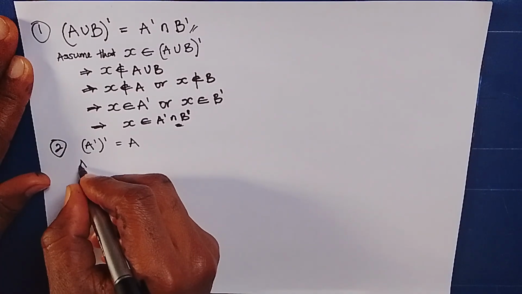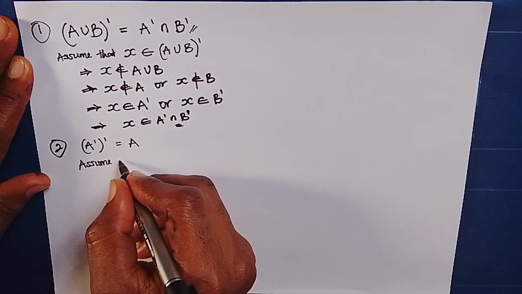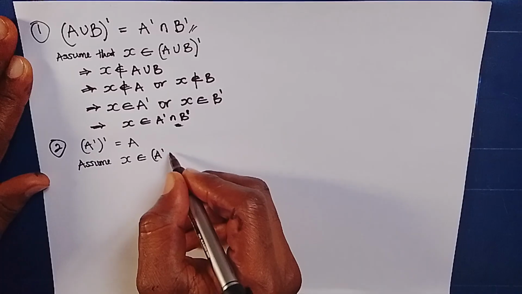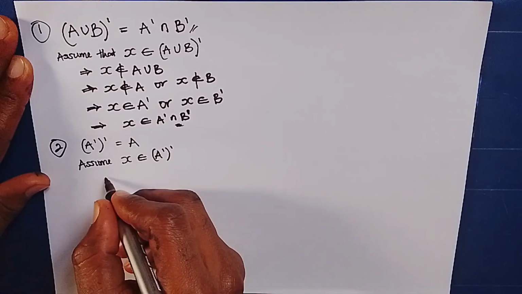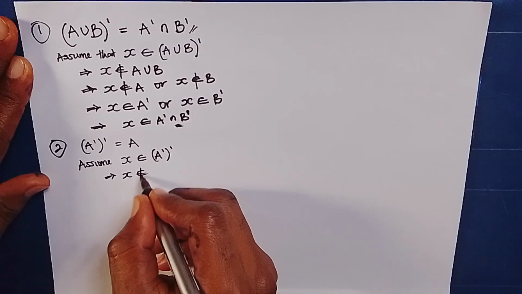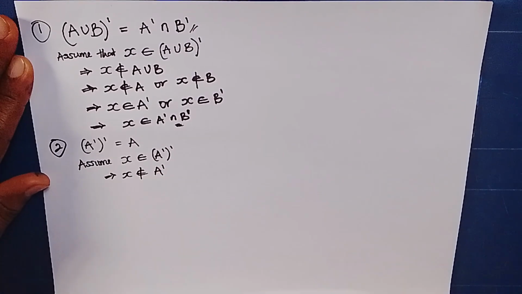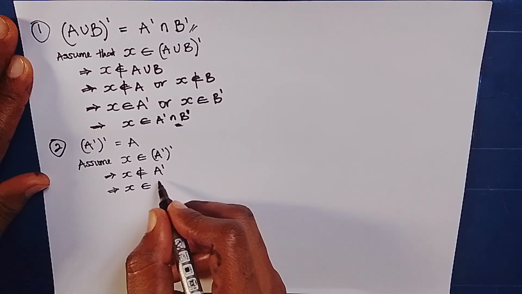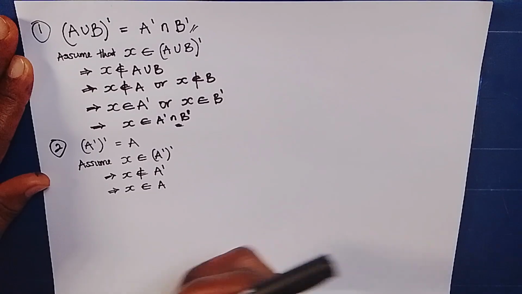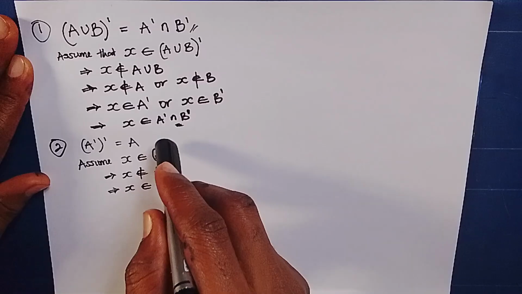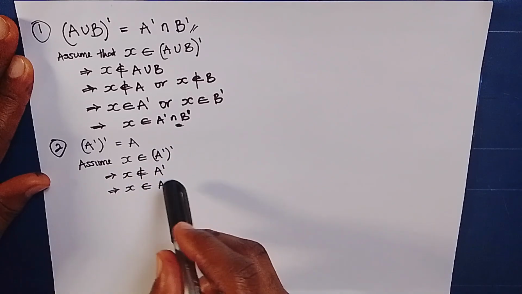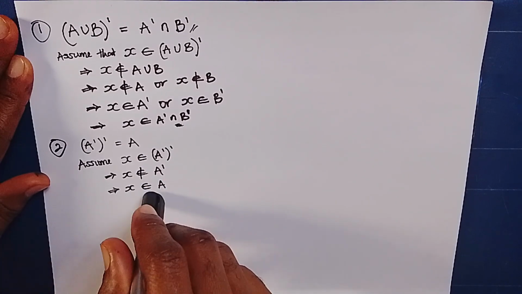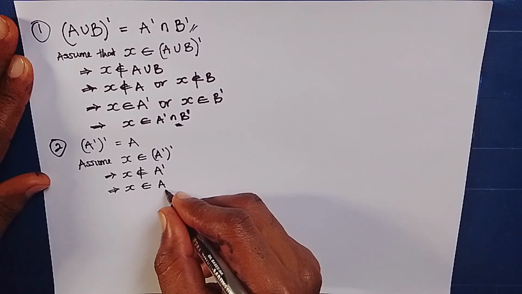So we assume that X is a member of the complement of A complement, which implies that X is not a member of A complement, which also implies that X is a member of A. Because if X is a member of the complement of A complement, that means X is not a member of A complement. And if X is not a member of A complement, it also implies that X is a member of A. So you see that we arrived at the right hand side.